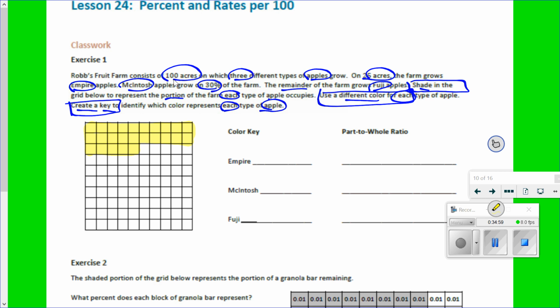And don't forget your color key. Whatever color you use for those Empire apples, just put it right beside it. That's your color key. Okay?